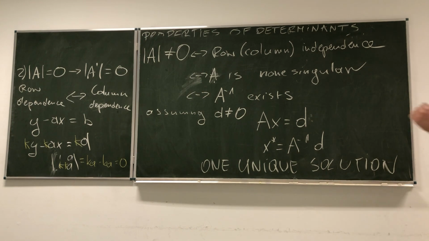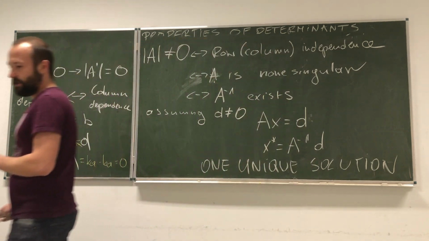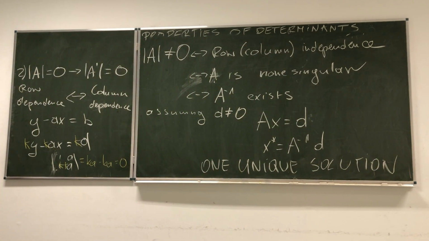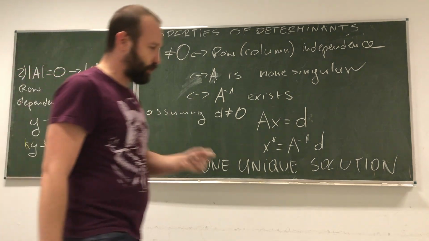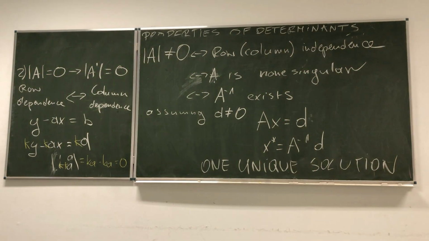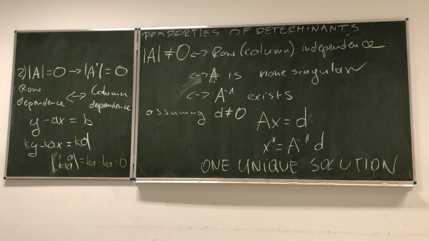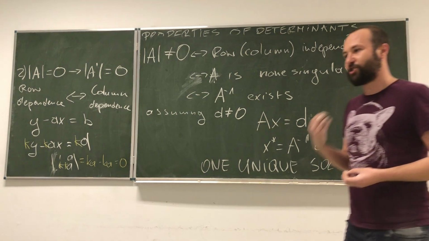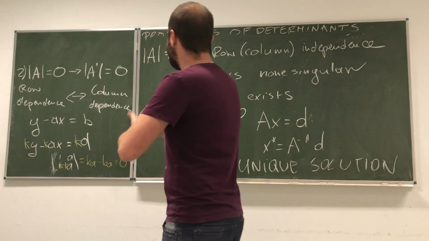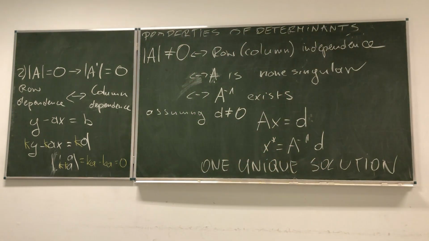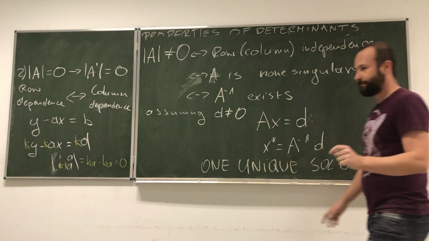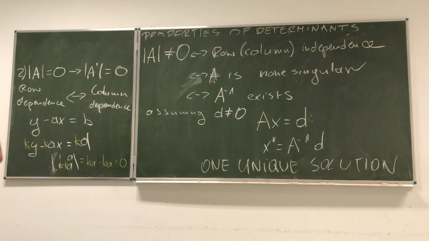And look, this actually provides us with a very simple test whether a given system of simultaneous equations has a solution or not. How do we do it? We write it into matrix form. We calculate the determinant of the matrix of coefficients. And once we have established that this determinant is different than 0, it means that the system of simultaneous equations has one unique solution.